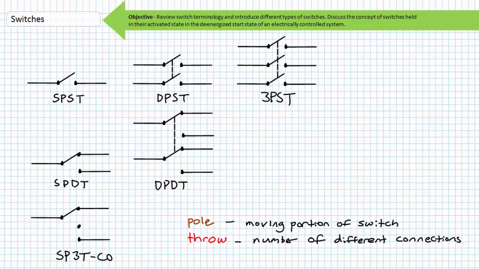Throws are the number of positions each pole can connect with. Single throw devices, like the single pole single throw, double pole single throw, and triple pole single throw, have one throw for each moving contact. Double throw devices, like the single pole double throw and double pole double throw switch, have two mutually exclusive connections for each pole. Triple throw devices, like the single pole triple throw with center off, have three positions each pole can connect to.